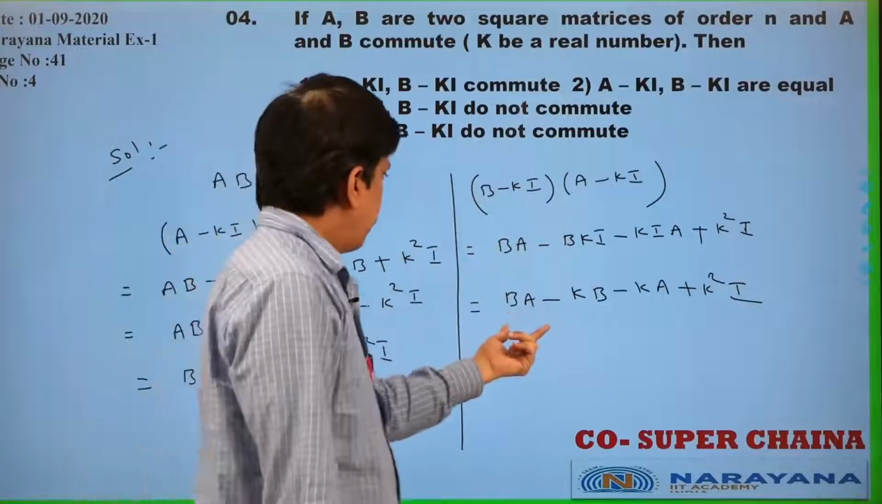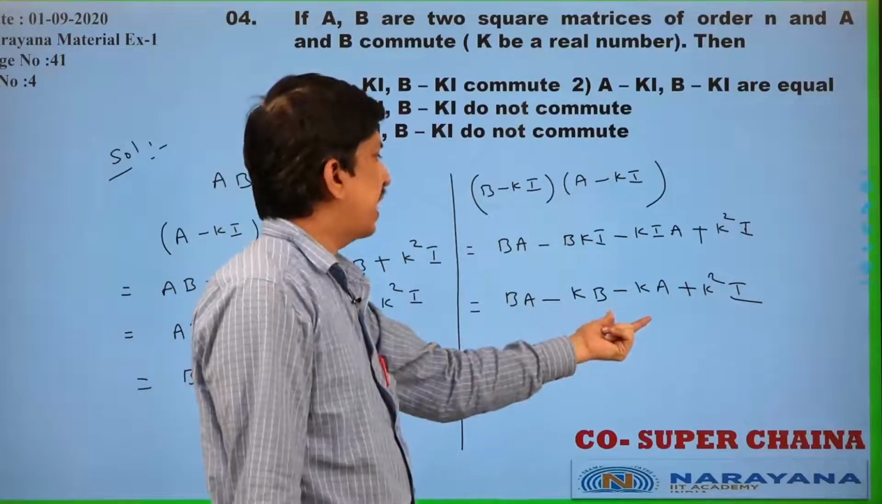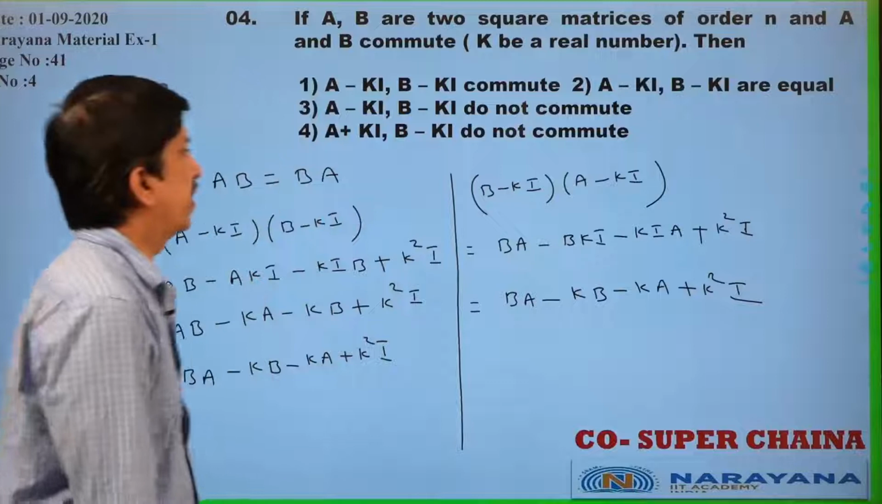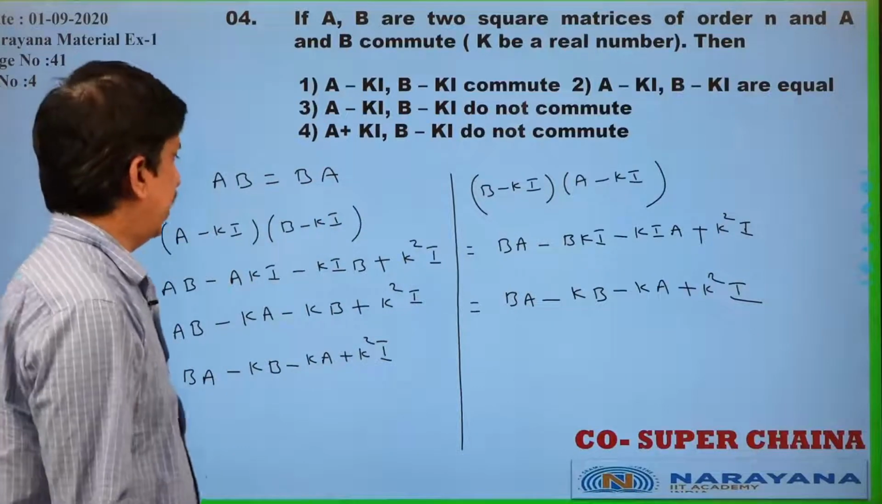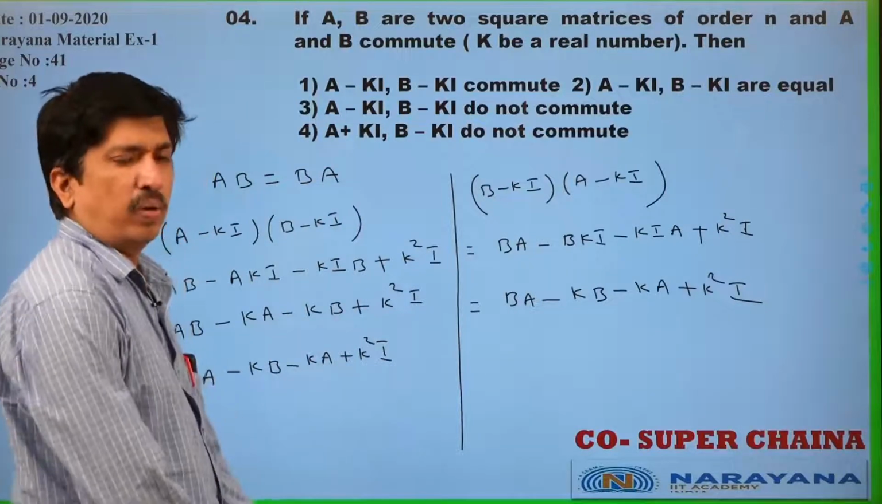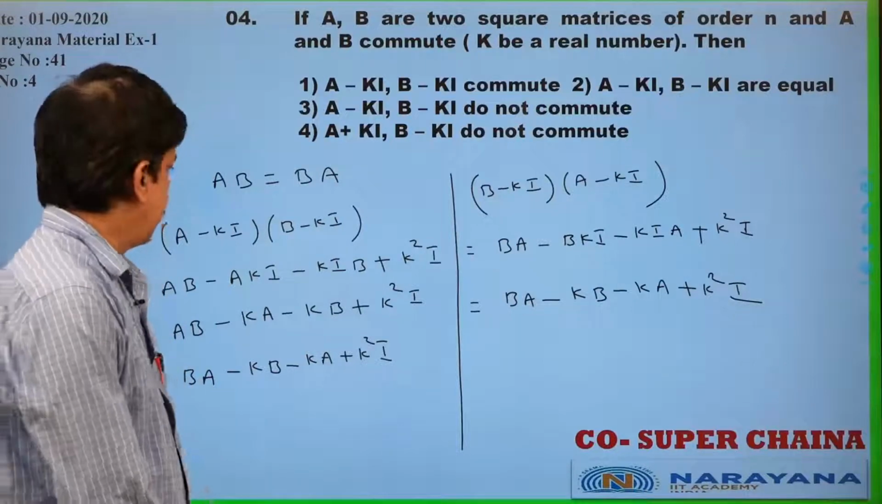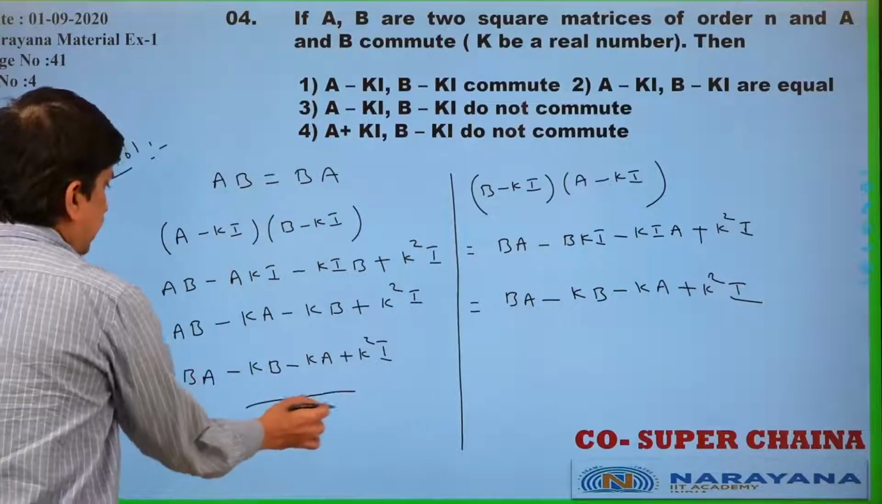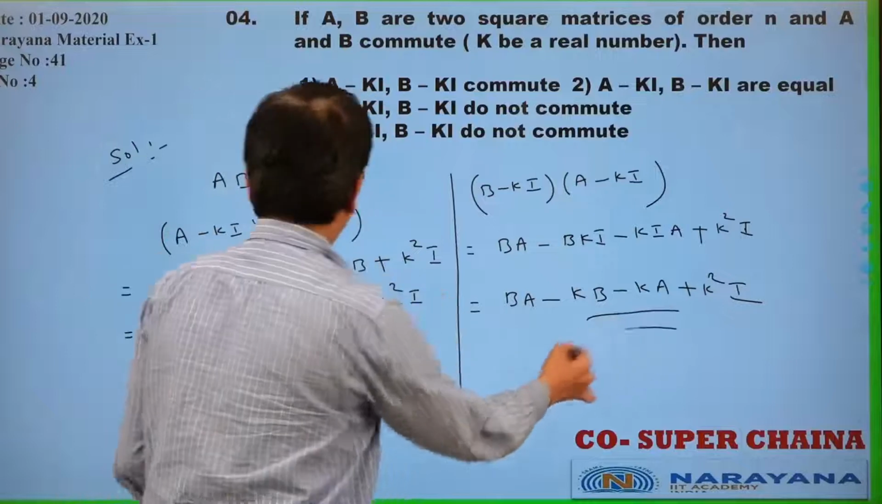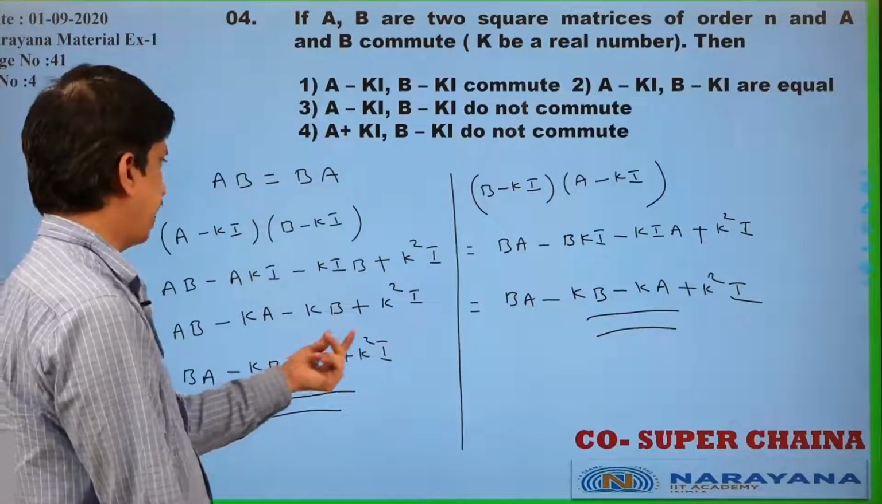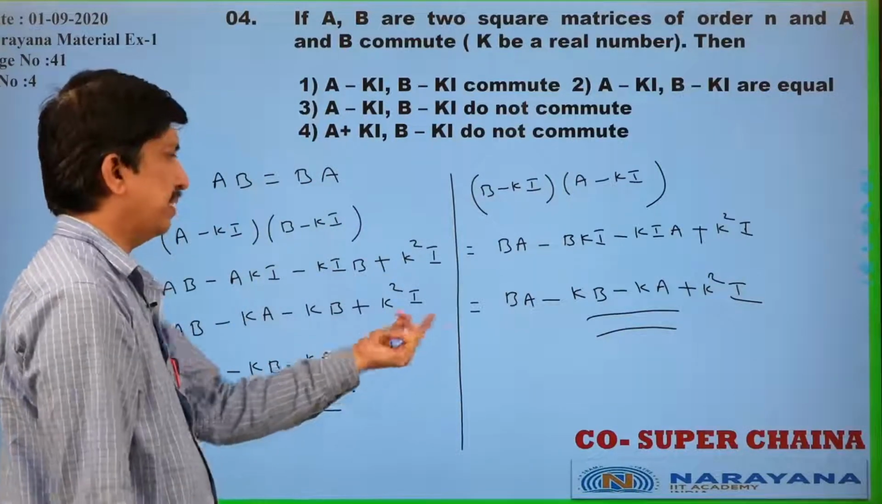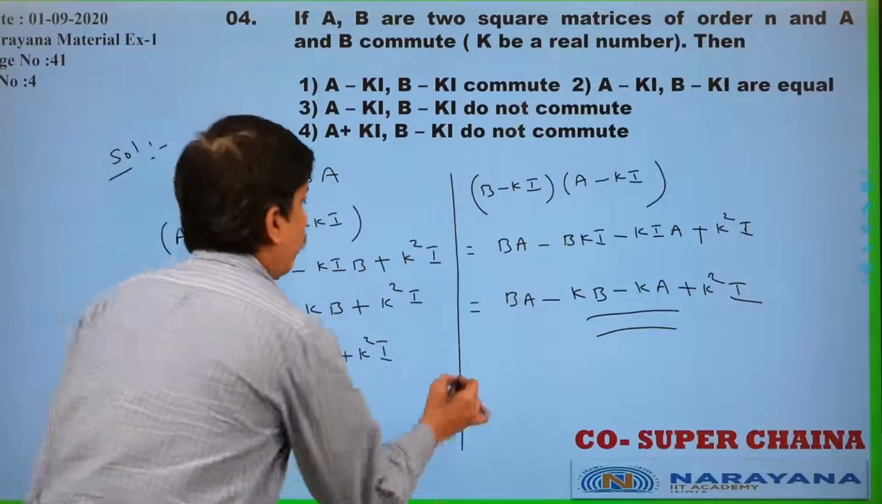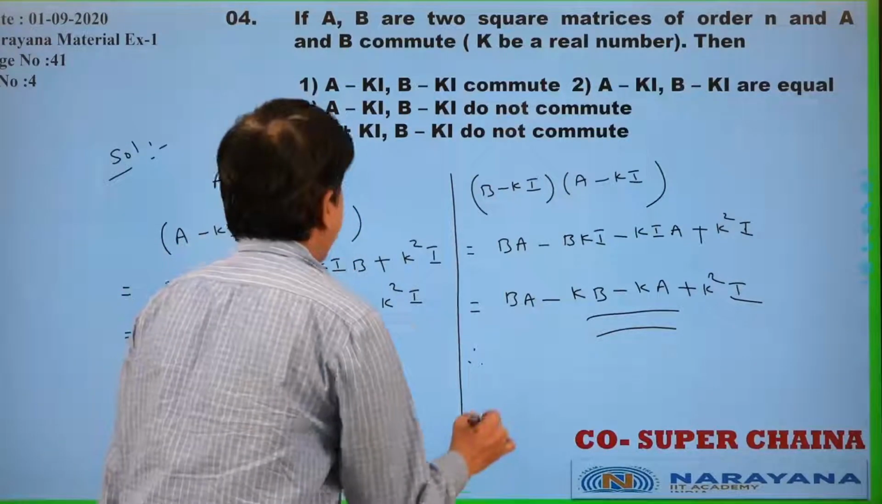You see that one, BA minus KB minus Ka plus K square I square. We get, actually, I square is nothing but I only, we can write. Is it clear or not? Now these two are the same, we are getting, once you observe that one: BA minus KB minus KB minus Ka minus Ka plus K square I plus K square. Therefore, what result can you write?